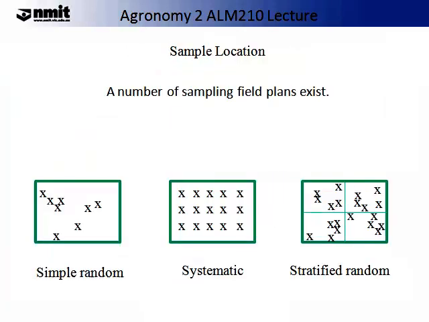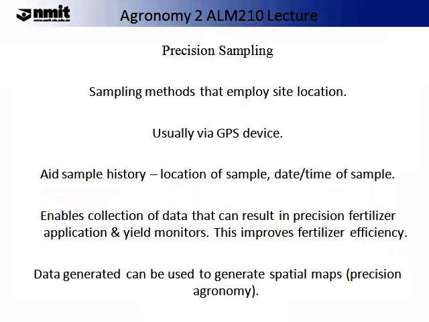There are a number of different methods that you can employ to sample over your field and your paddocks. Simple random, systematic, and stratified random. A diagram of each of these protocols can be shown on your screen. There are advantages and disadvantages for using each of these sample location methods. Precision sampling is a methodology that has developed in recent years, particularly with the innovations and uptake of GPS. It enables sampling methods that employ site location.